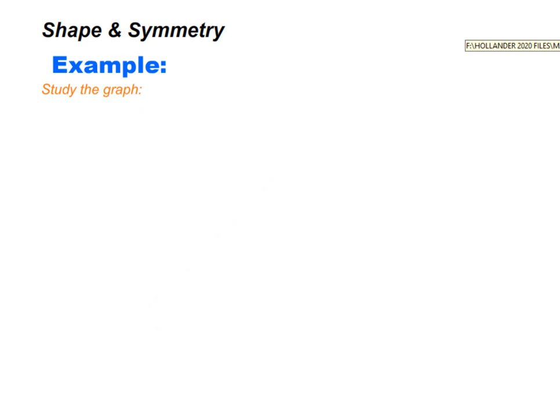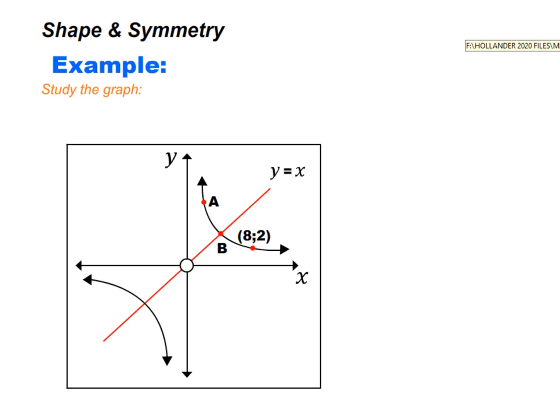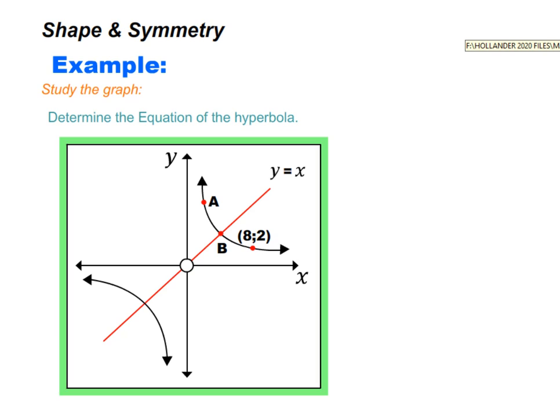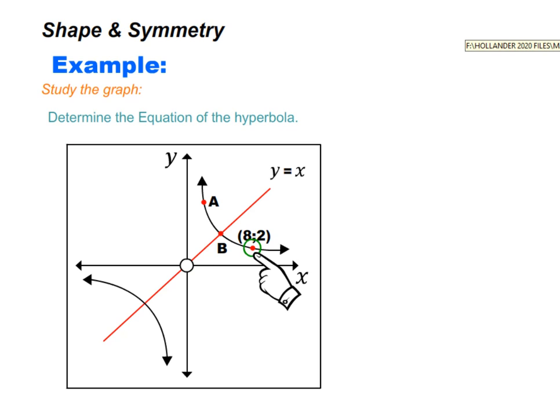Let us have a look at this example. Study the graph. In this example, they want us to use the given graph to answer the questions. Let us start with the first question. Let us determine the equation of the hyperbola. Look at the graph. Look at this point. This 8 is our x-coordinate. This 2 is our y-coordinate. Together, 8 and 2 are called coordinates, or we say 8 and 2 is an ordered pair.